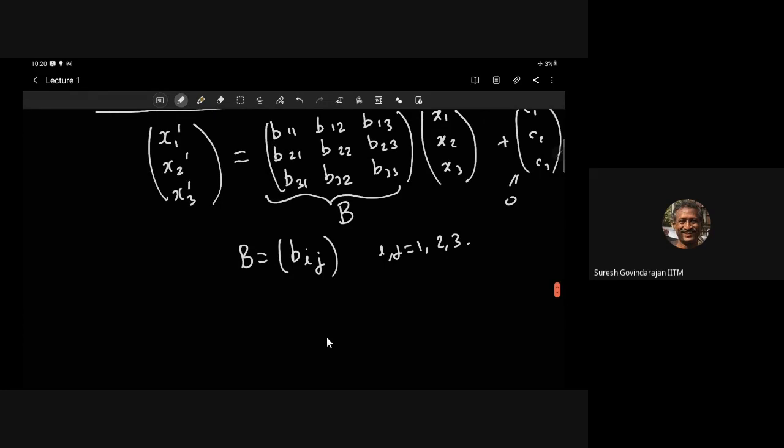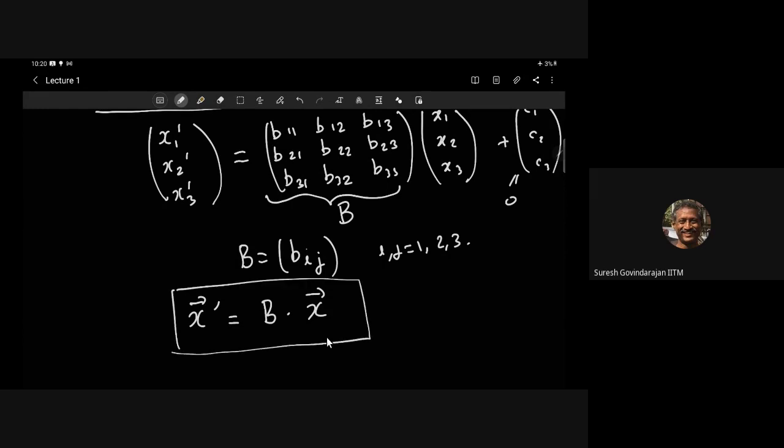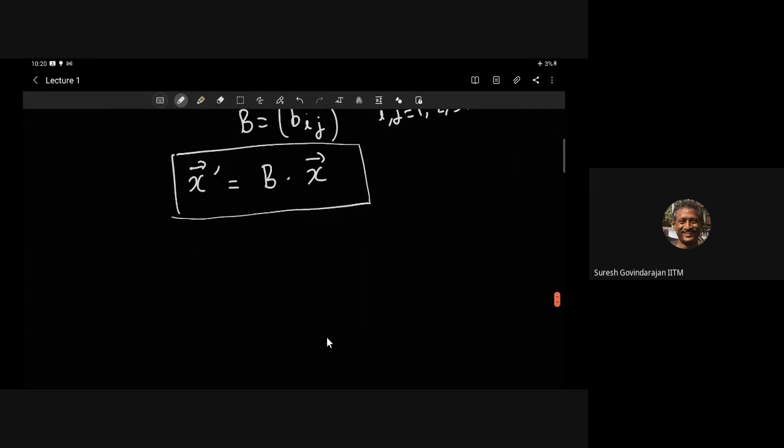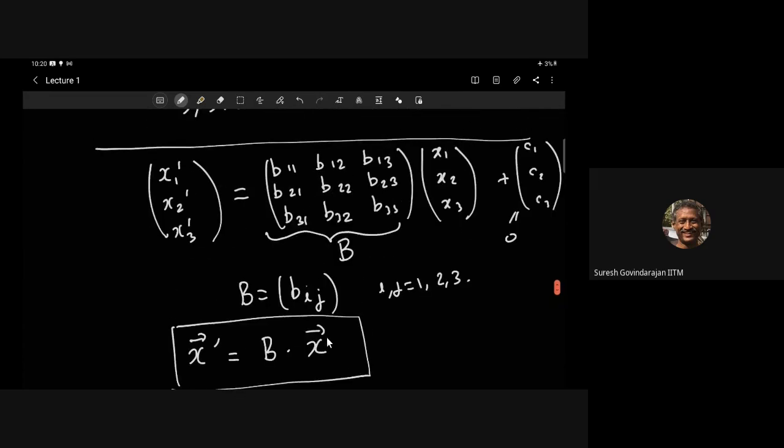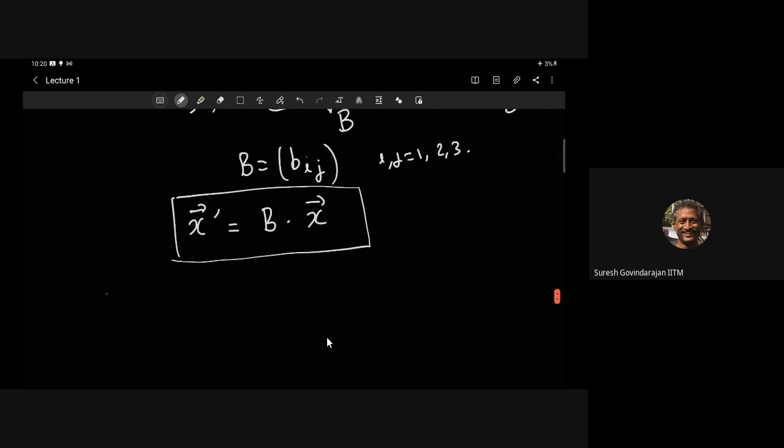So we can rewrite this equation as follows: x, I'll put a vector here, prime is equal to B times x, the short form for the same thing. Okay, so what are the properties of B? We need to know what this B is, right? Do you agree that this is what should happen? Yes, sir. Okay, so what are the properties of B?